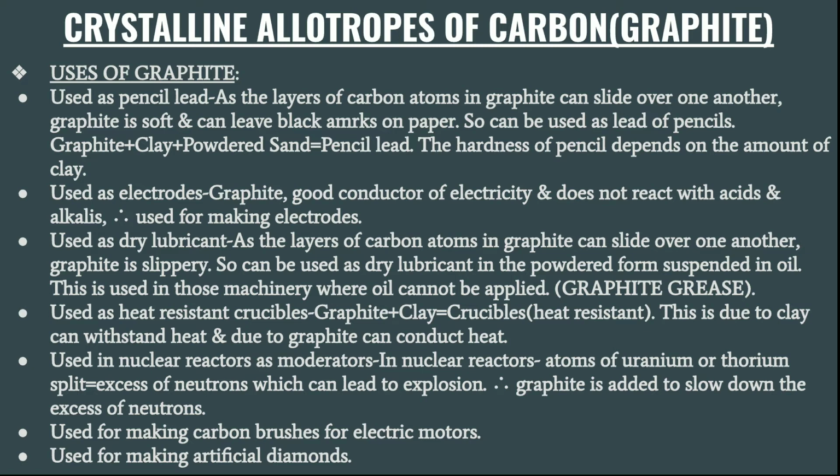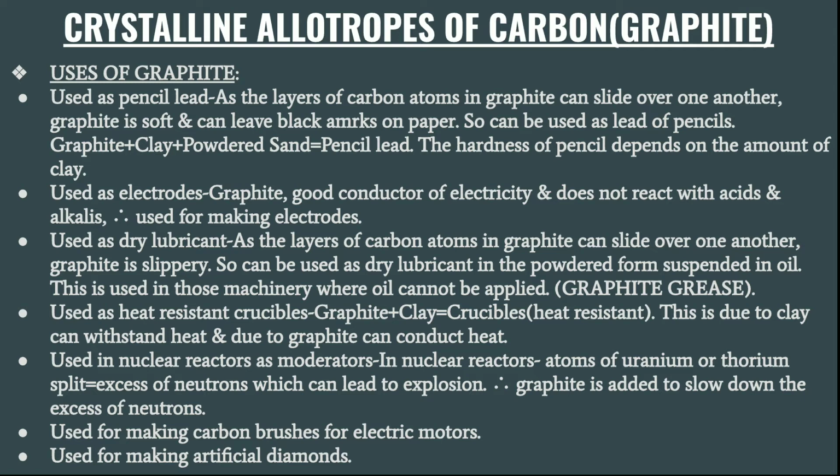The layers of carbon atoms in graphite can slide over one another, so graphite is soft, and it also leaves black marks on paper, and that's why it is used as the lead of pencils. How is the lead made? Graphite is combined with clay and powdered sand to form the pencil lead. The hardness of the lead depends on the amount of clay present in it. Now, it can also be used as electrodes.